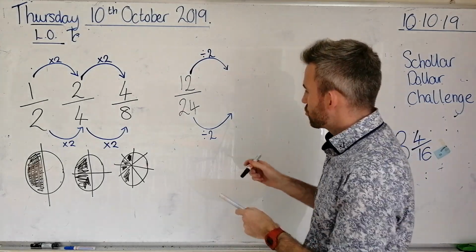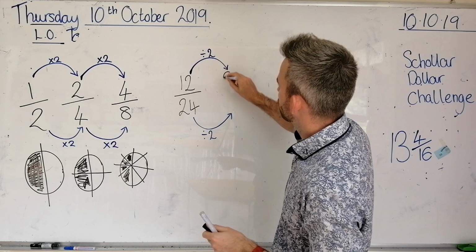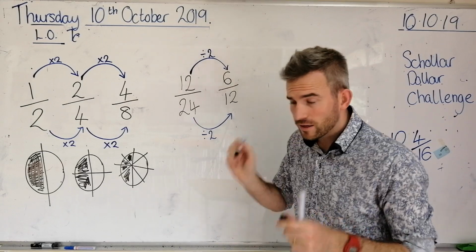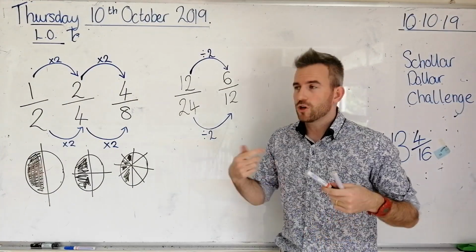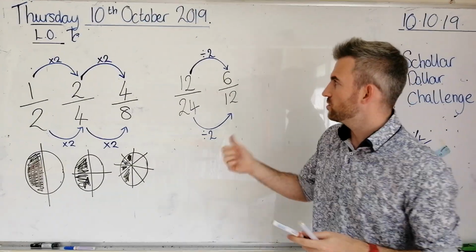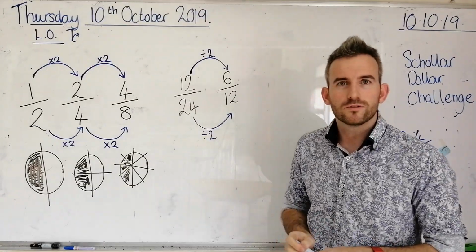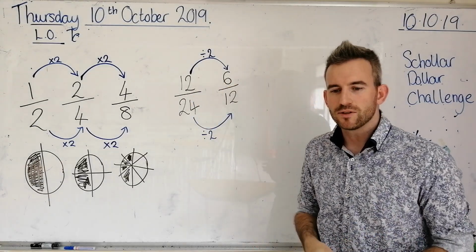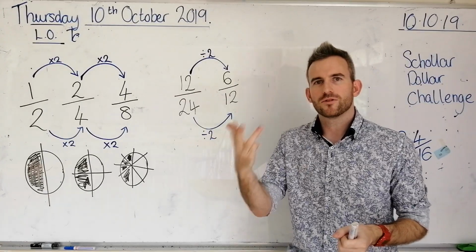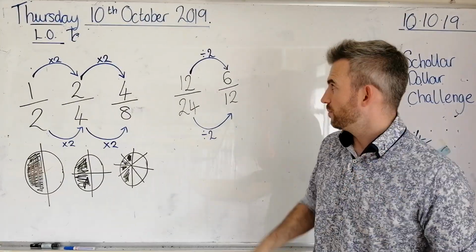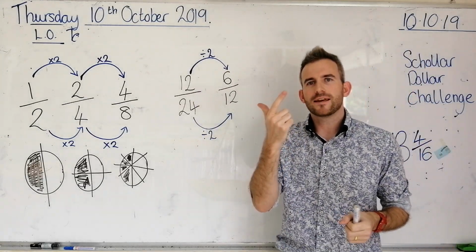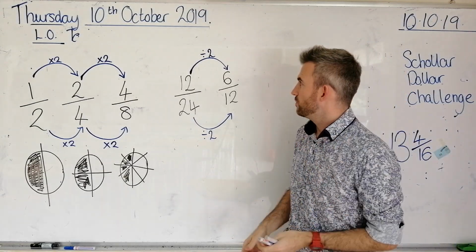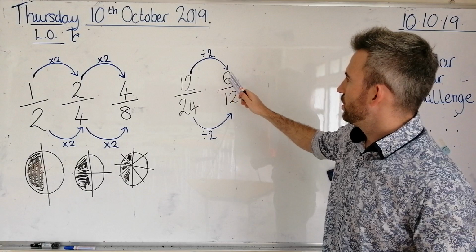Once they've done that, they should be able to very quickly tell you that 12 divided by 2 is 6, and 24 divided by 2 is 12. If they can't tell you that, and some can't, just ask them to count how many times the number 6 fits into the number 12, or how many times they can take away 6 from 12 until they get to 0. If it was 12, it'd be 12, 11, 10, 9, 8, 7, 6, 5, 4, 3, 2, 1, 0. 2 times. Okay? 12 divided by 2 is 6.